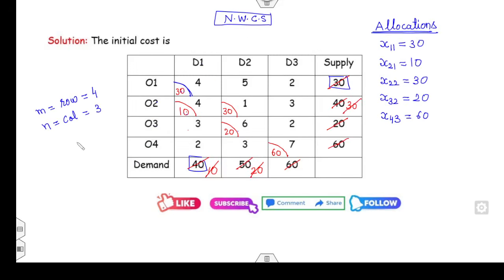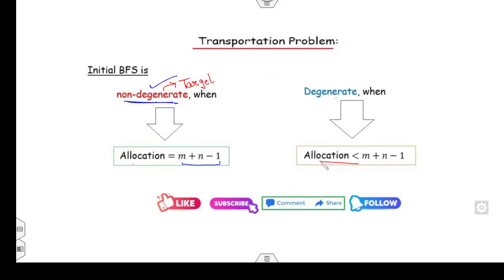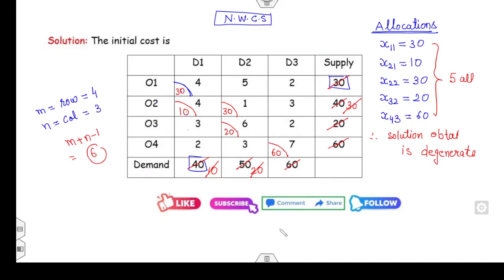Now what is m plus n minus 1? m plus n minus 1 is 7 minus 1, which is 6. But how many allocations do you have? You have 5 allocations. Therefore, the initial solution obtained is degenerate. Why? Because the allocations are less than m plus n minus 1.